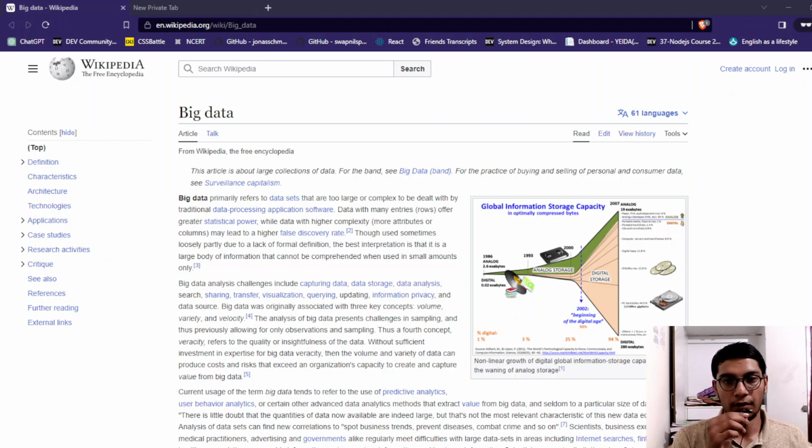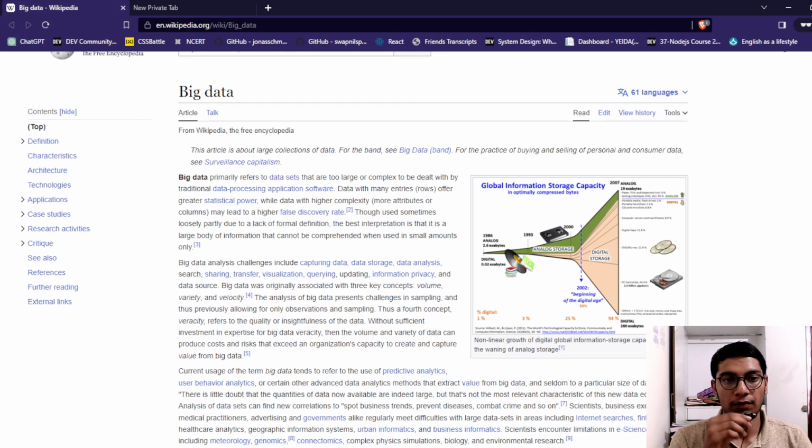Big data, what is it called? Big data primarily refers to data sets that are too large or complex to deal with using traditional data processing application software. Data with many entries (rows) offer greater statistical power, while data with higher complexity, more attributes or columns, may lead to a higher false discovery rate. The term is used sometimes loosely, partly due to lack of a formal definition. One interpretation is that it is a large body of information that cannot be comprehended when used in a small amount only.